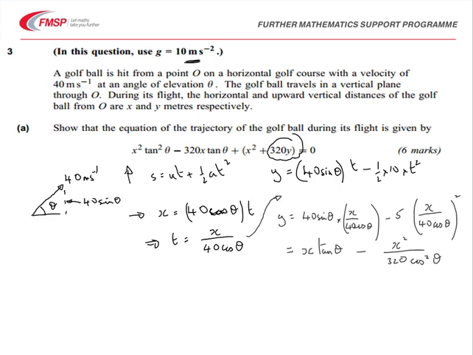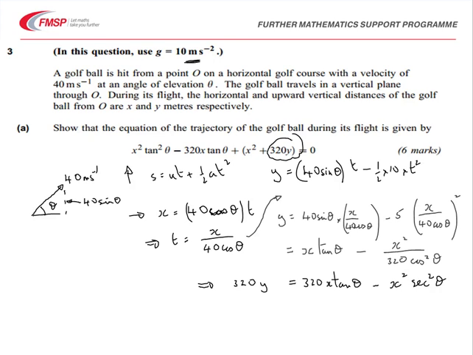So doing that, we get 320y is equal to 320x tan theta, and then minus, we've got x squared over cos squared theta. Now the easiest way to get that is to say that 1 over cos squared is the same as sec squared. So this is x squared sec squared theta, and we can begin to see where these bits are coming from.